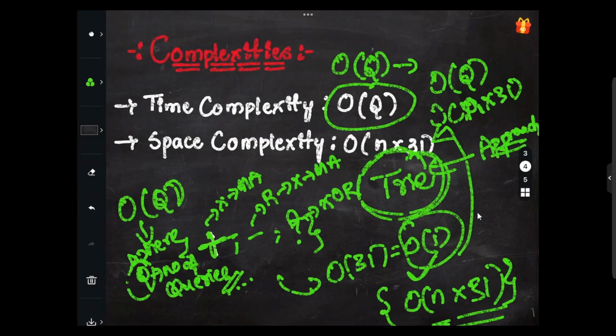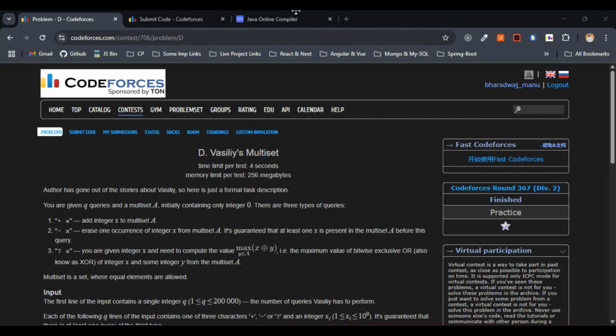So this is it for the approach and the complexities part. As we are completely familiar with the approach and the complexities, we are good to write the code. Let's start writing the code here.